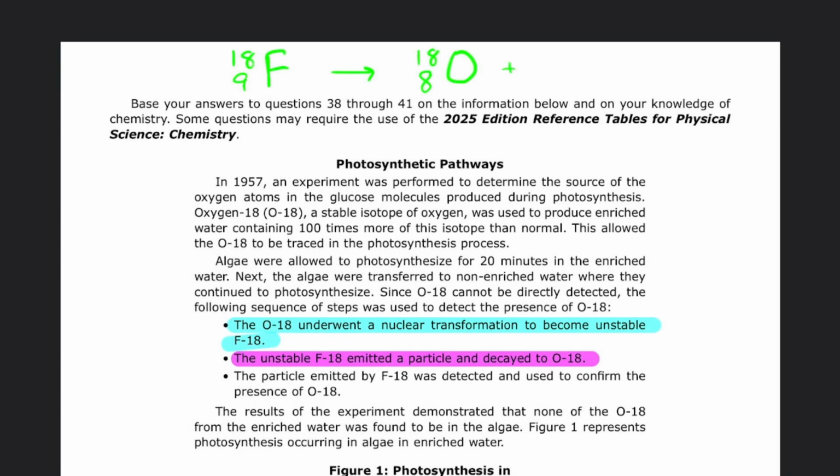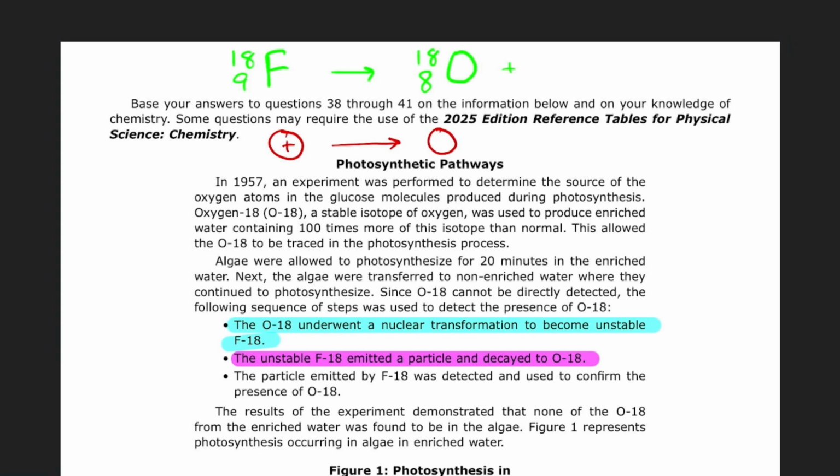And then we want to begin to think about what particle was released. Well, if we look at this equation, we notice that the mass does not change. However, the atomic number is going down by 1. Maybe you recall from class that the conversion of a proton into a neutron is beta decay.